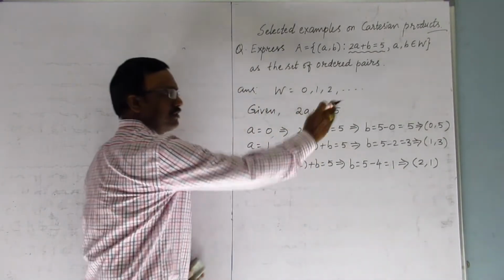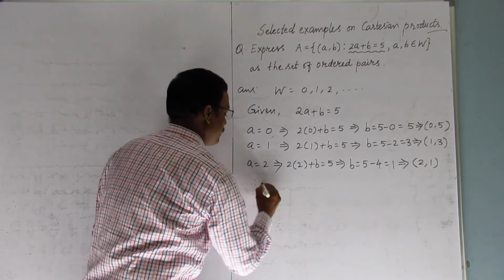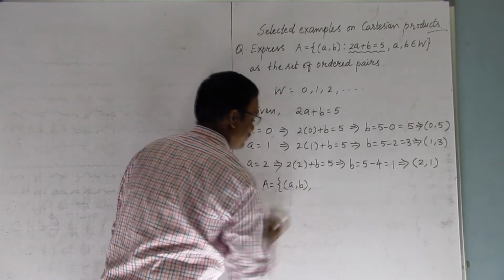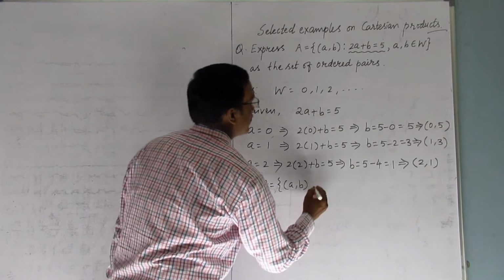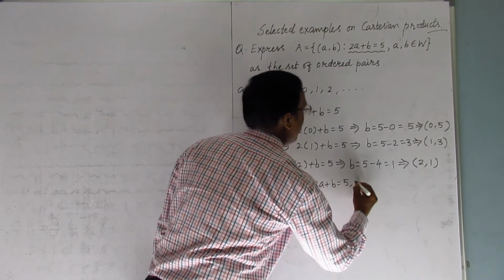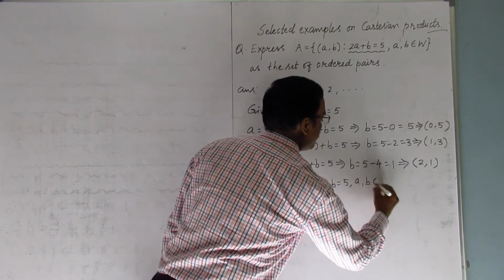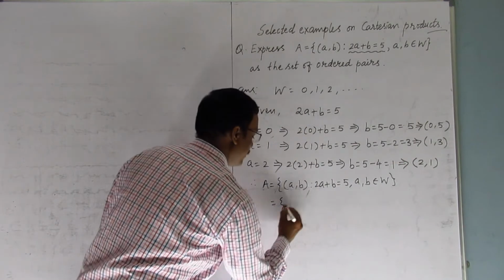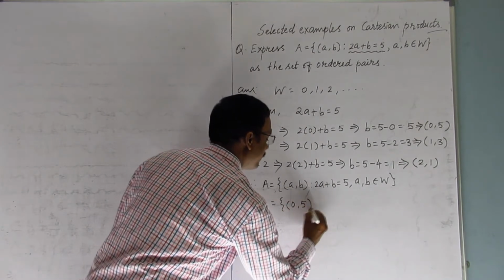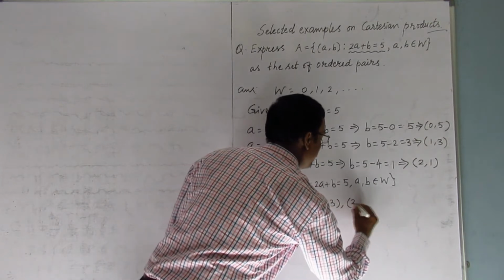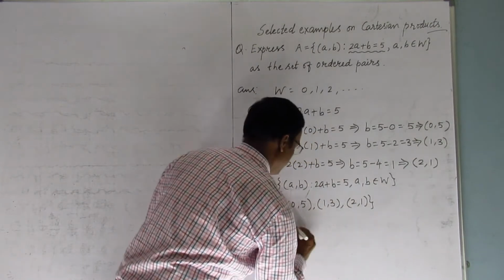That's why, all possible ordered pairs. So set A will be the set of all ordered pairs (A, B) such that 2A + B is equal to 5 and (A, B) belongs to W. The actual answer we have to write is (0, 5), (1, 3) and (2, 1).